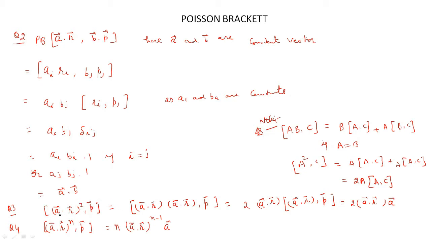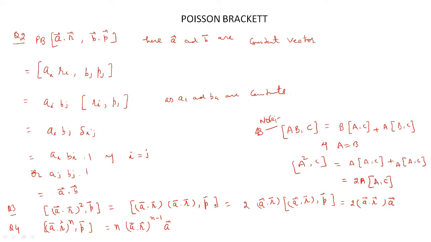Now we will consider {(A·R)^2, P}. Before solving this problem, we must know the property of the Poisson bracket: if there are three quantities A, B and C, and two of them are multiplied, then we can open the Poisson bracket as B{A,C} plus A{B,C}. Now if A is equal to B, then A·A will be equal to A squared, and then C. So it will be written as A{A,C} plus A, and in place of B we will write A. So here we will get twice A times the Poisson bracket {A,C}.